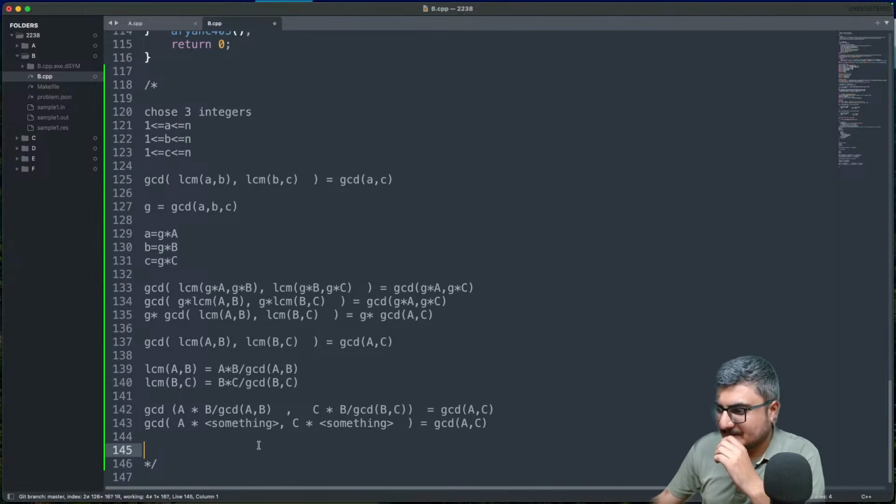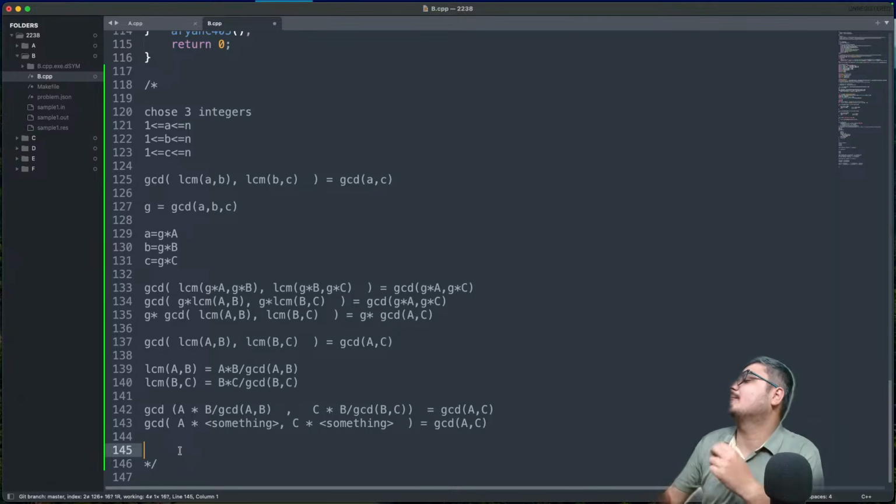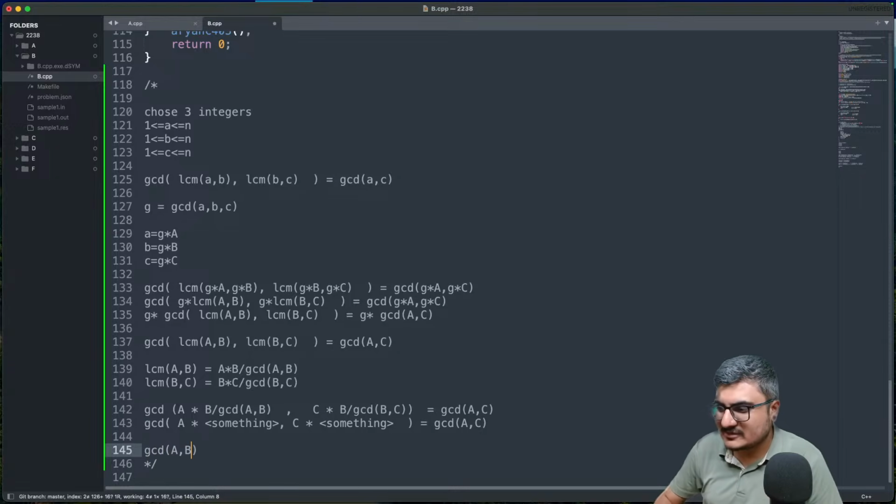This is where we are. At this point, it becomes a bit too tempting to assume that this part does not contribute in the answer and this part also does not contribute in the answer. One possible crazy idea which I had was, let's say if somehow GCD of A comma B is B and GCD of B comma C is again B, then this something will become just one. And this will also become one and this equation trivially holds true.